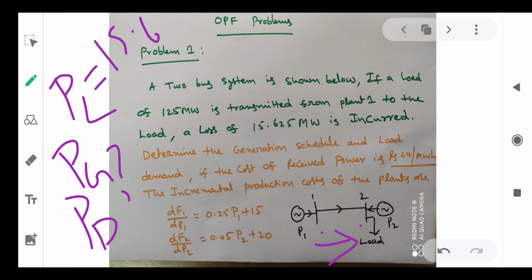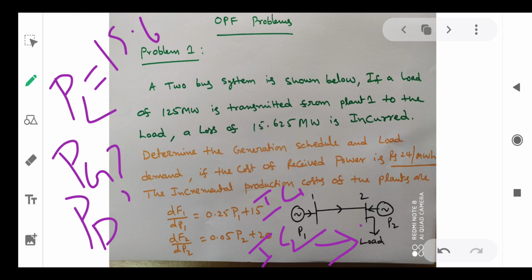The cost of the received power is rupees 24 per megawatt hour, and the incremental costs are given: dF1 by dP1 equal to 0.25 P1 plus 15, dF2 by dP2 equal to 0.05 P2 plus 20. So these are IC1 and IC2. So this is the problem.